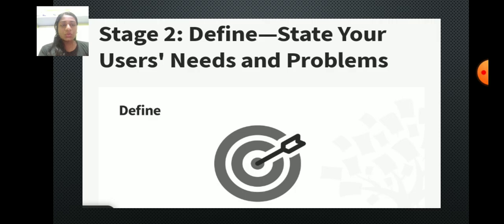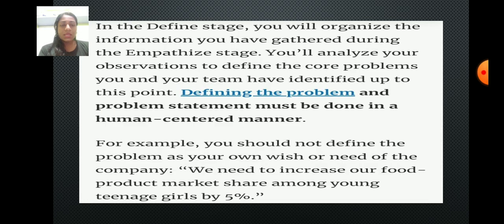Stage 2, define: state your users' needs and problems. In the define stage, you will organize the information you have gathered during the empathize stage. You will analyze your observations to define the core problems you and your team have identified up to this point. Defining the problem and the problem statement must be done in a human centered manner.